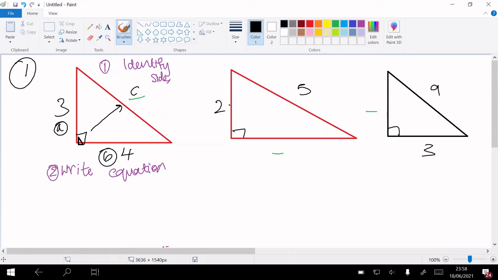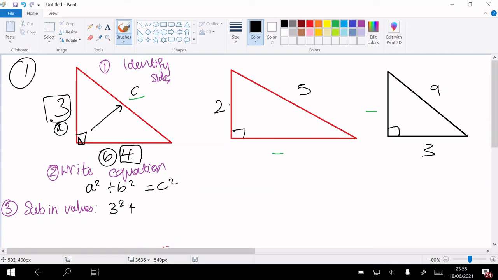So we know that the equation is A squared plus B squared is equal to C squared. Now, step 3, sub in values. So what I mean by that is we know that A is 3, therefore it is 3 squared plus 4 squared because we know B is 4, right? That would be 9 plus 16 is equal to C squared, which is 25 is equal to C squared.